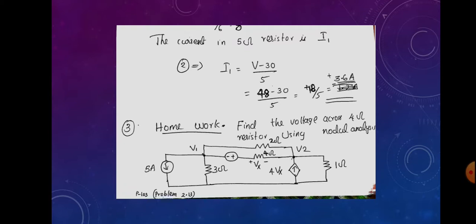It is a simple problem and you can do similar problems like that, and I am giving a homework for you. The next question: find the voltage across the 4 ohm resistor using nodal analysis. Look at the circuit diagram. I think I have given the same circuit diagram in the first problem, and the solution methods are similar to that of the first problem. You can go through the first problem and solve this problem also. You have to find the voltage across the 4 ohm resistor, that is Vx.